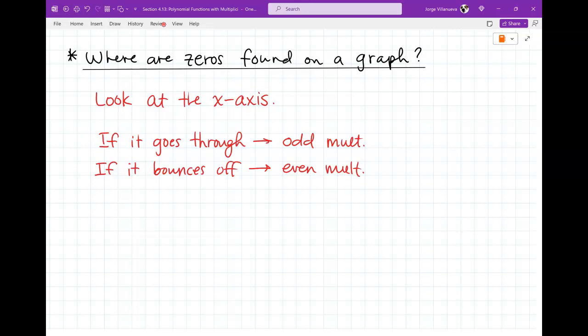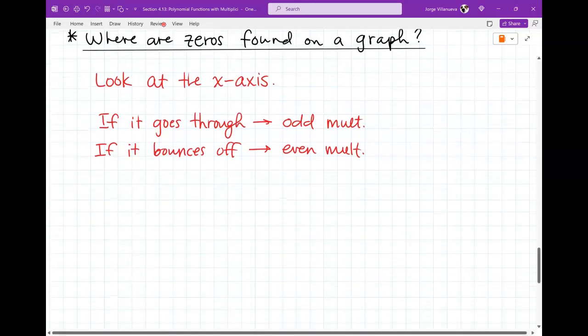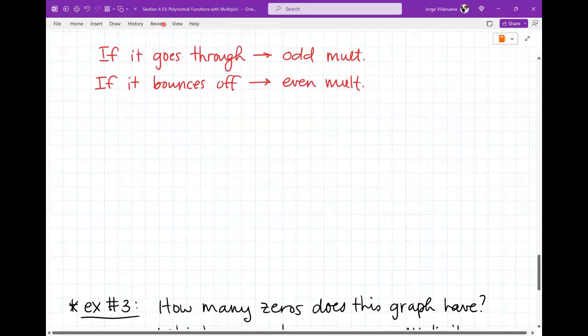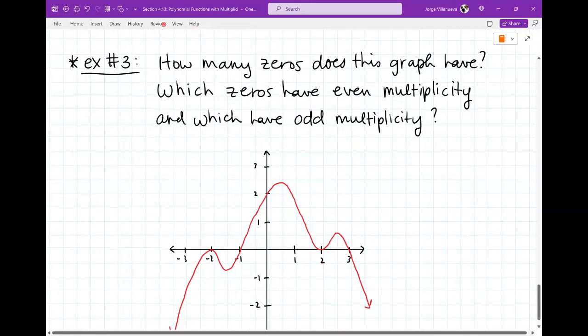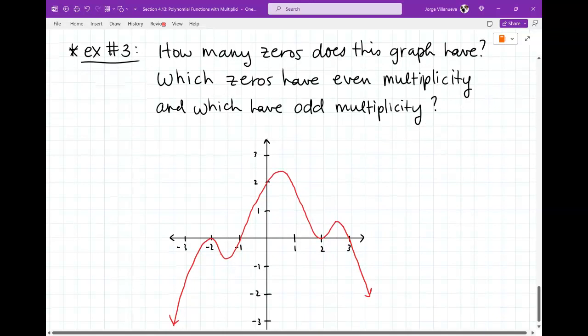So we know that if it goes through, it's odd. If it bounces off, it's even. And you're going to focus on the x-axis. Okay? Focus on the x-axis. So here's our last example. And I got 10 minutes, so I think we're good. Let me give you a little bit of time. Now, I'll let you guys write this down, and then I'll start recording again.